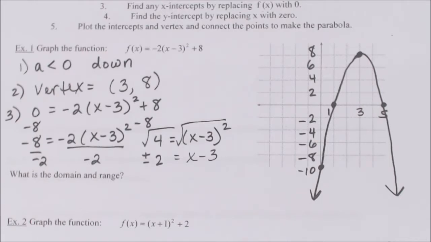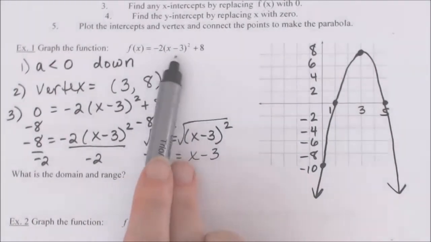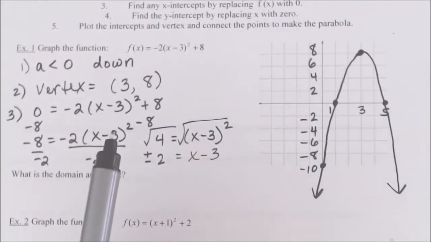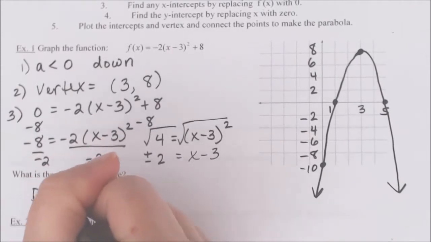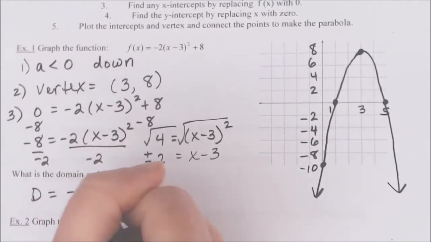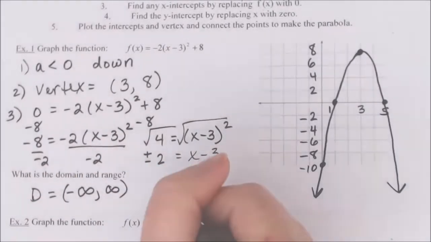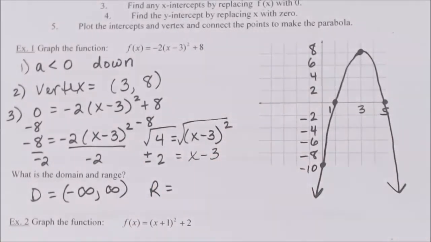And also remember what we talked about in chapter 2, if there's no radical square root in the original function or there's no denominator in the original function, our domain, remember, is all real numbers. And that's going to hold in this chapter. Anytime we have a quadratic function, the domain is going to be all real numbers. Now, the range depends on which way the parabola opens.